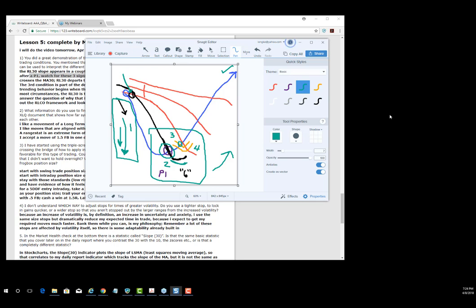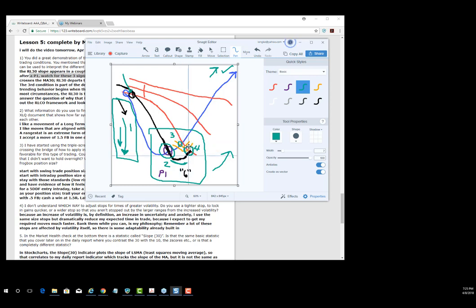Now there's some other things that you can watch as this trade unfolds and starts going along. There's a couple other moments that you can now look for that are useful. The first one is the RL30 re-enters the river. The RL30 crosses. I'm sorry, I should have drawn that here. My fault, excuse me.